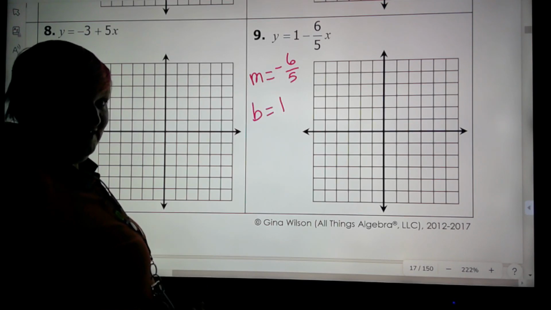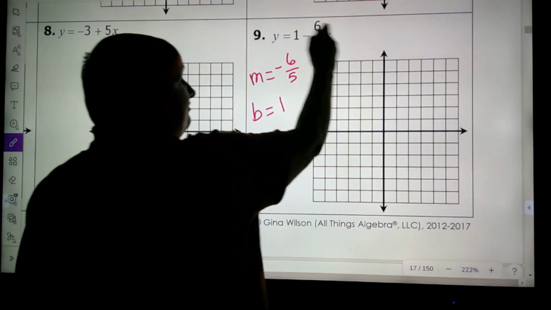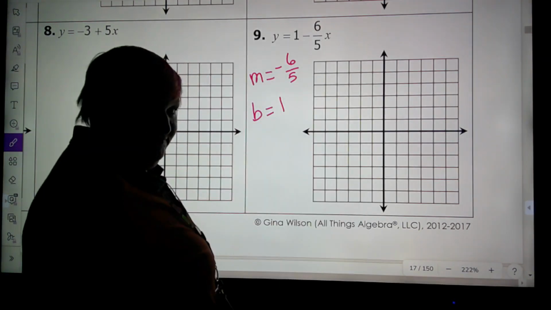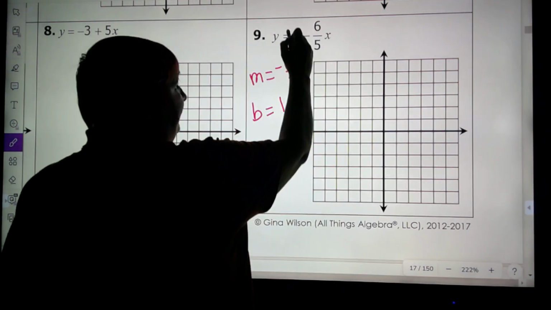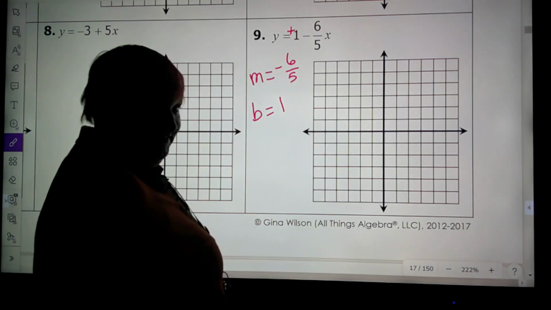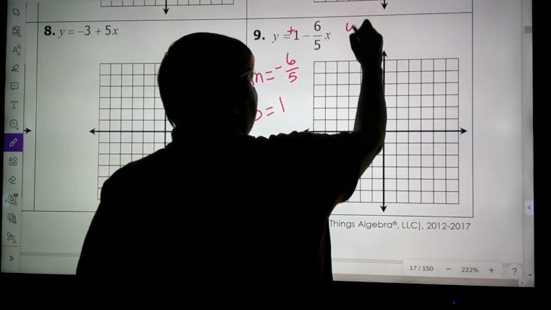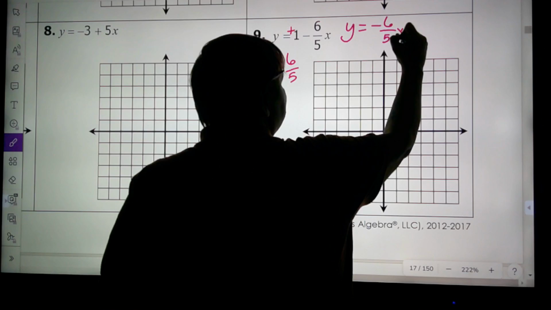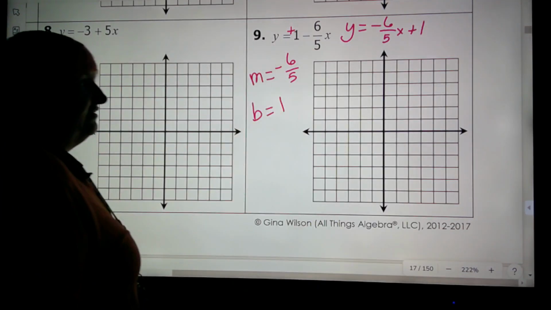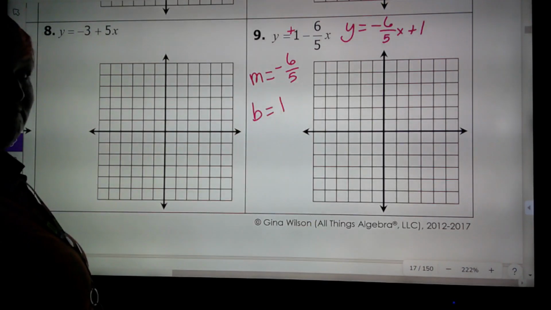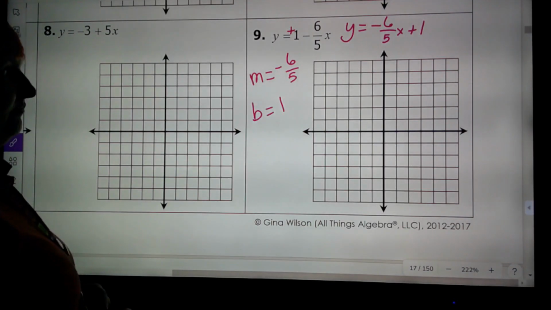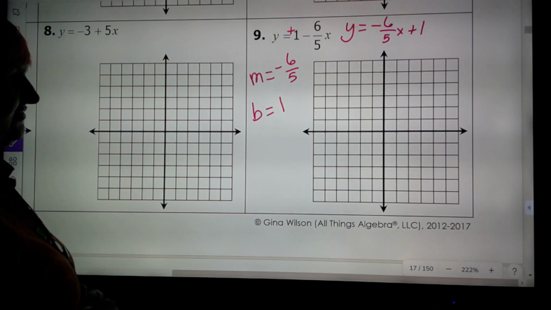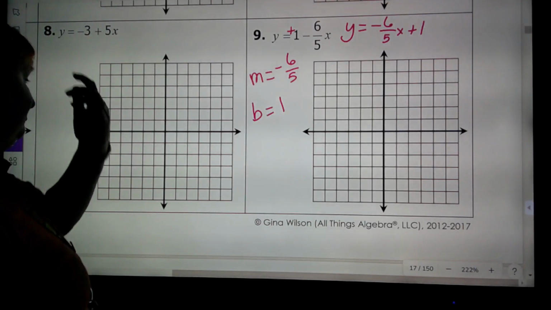If you can't make that connection yet, rearrange it. Just make sure you're very, very careful with your signs. This has an invisible positive sign. So if you rearrange it, it's actually y equals -6/5x plus 1. You don't have to rearrange it if you don't want to, but be very, very careful with your signs if you do rearrange it.